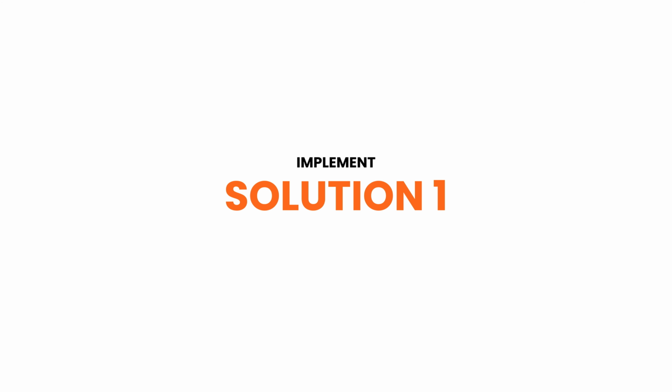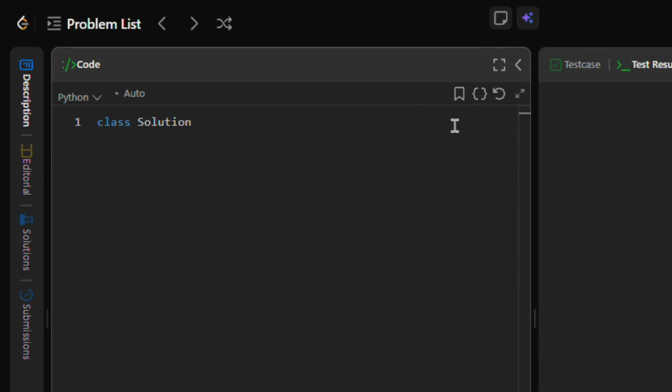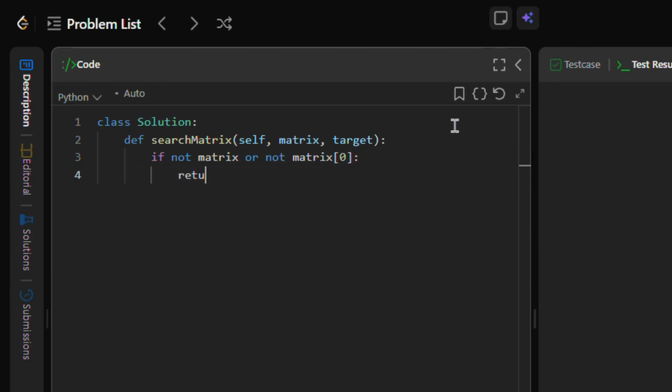Let's try to implement it using solution 1. We begin by defining a class named Solution, which simply organizes our function. This sets up our searchMatrix function, which receives a 2D list called matrix and a value called target that we want to locate somewhere inside it. This line checks whether the matrix is empty, or whether the first row is empty. If either is true, there is nothing to search. So if the matrix has no data, we immediately return false, because the target cannot be present.